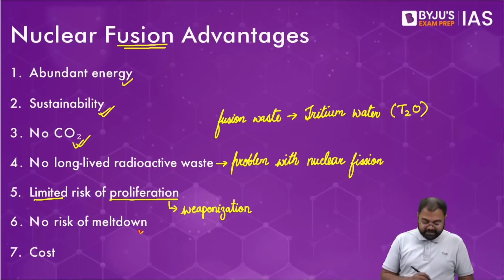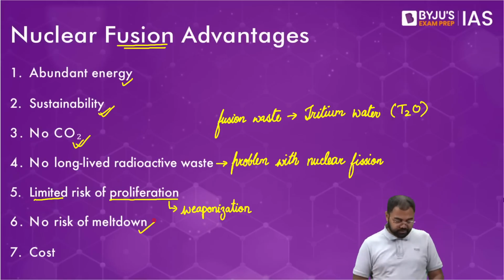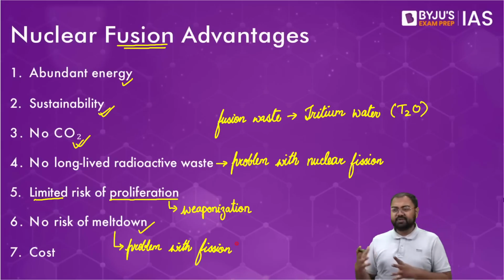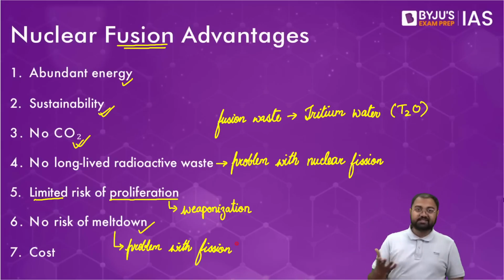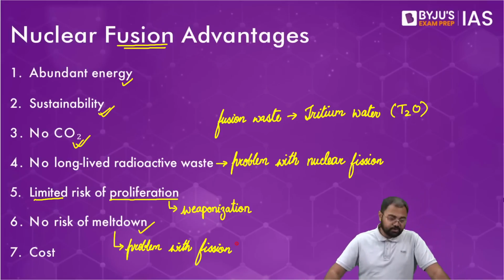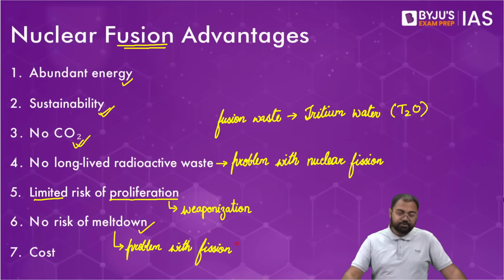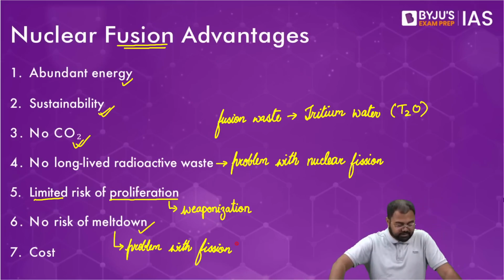Then, no risk of meltdown. That's another problem with nuclear fission, because there the chances of accidents are higher, since various conditions have to be maintained. We'll discuss that when we go to the nuclear reactors part. You'll understand there are a lot of things happening there, and that leads to the chances of meltdown and accidents. But all those scenarios will not happen with nuclear fusion. So that's why nuclear fusion gives us another advantage in this scenario.